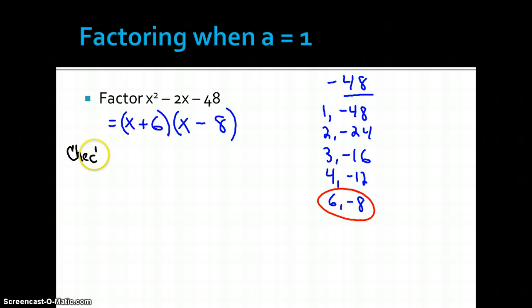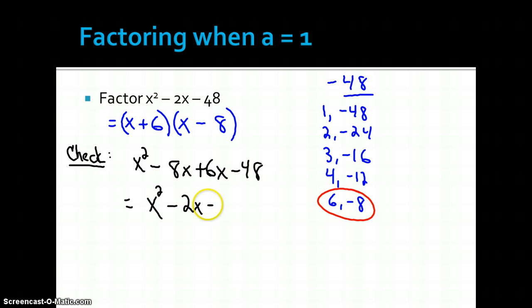And our check is the following. X times x is x squared. X times negative 8 is negative 8x. 6 times x is plus 6x. 6 times negative 8 is minus 48. This will give us x squared minus 2x minus 48. So this is the correct factorization of x squared minus 2x minus 48.